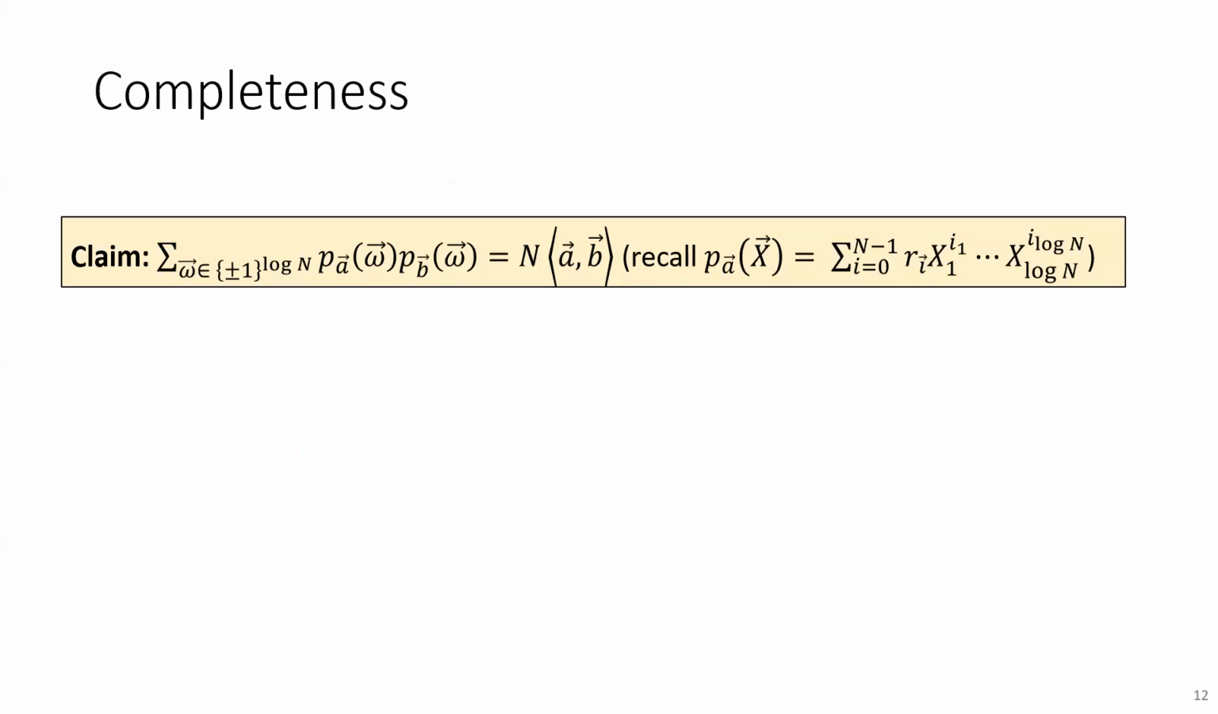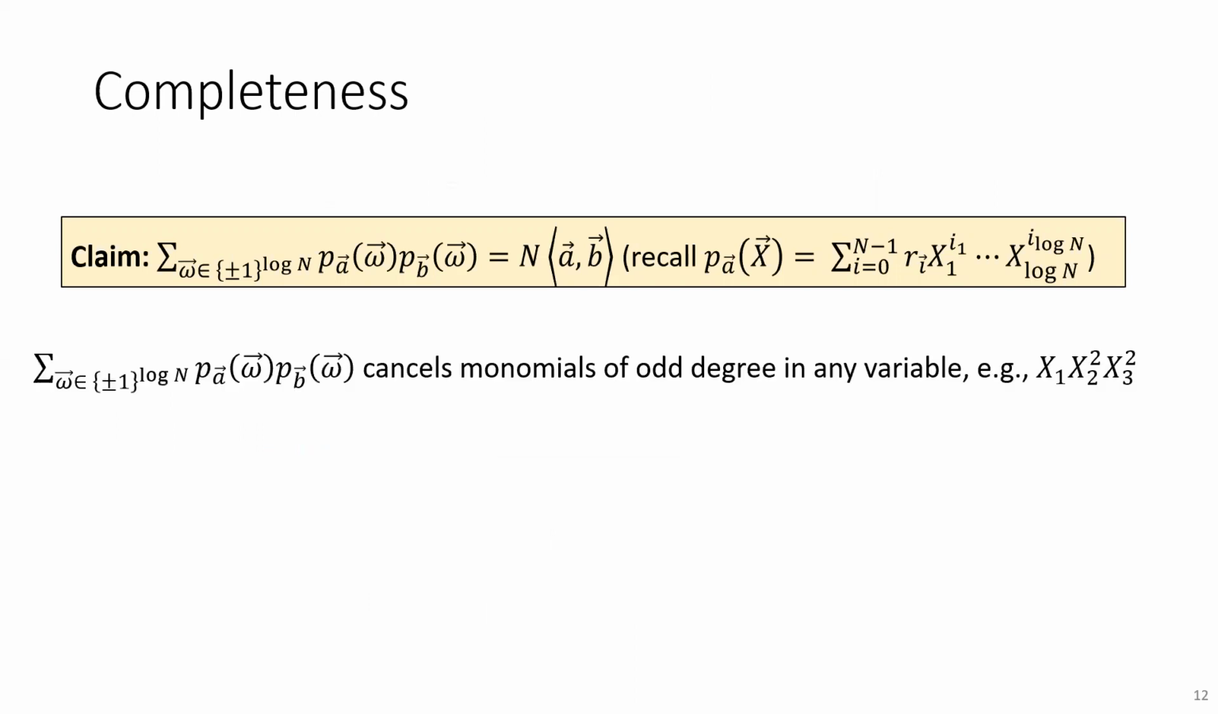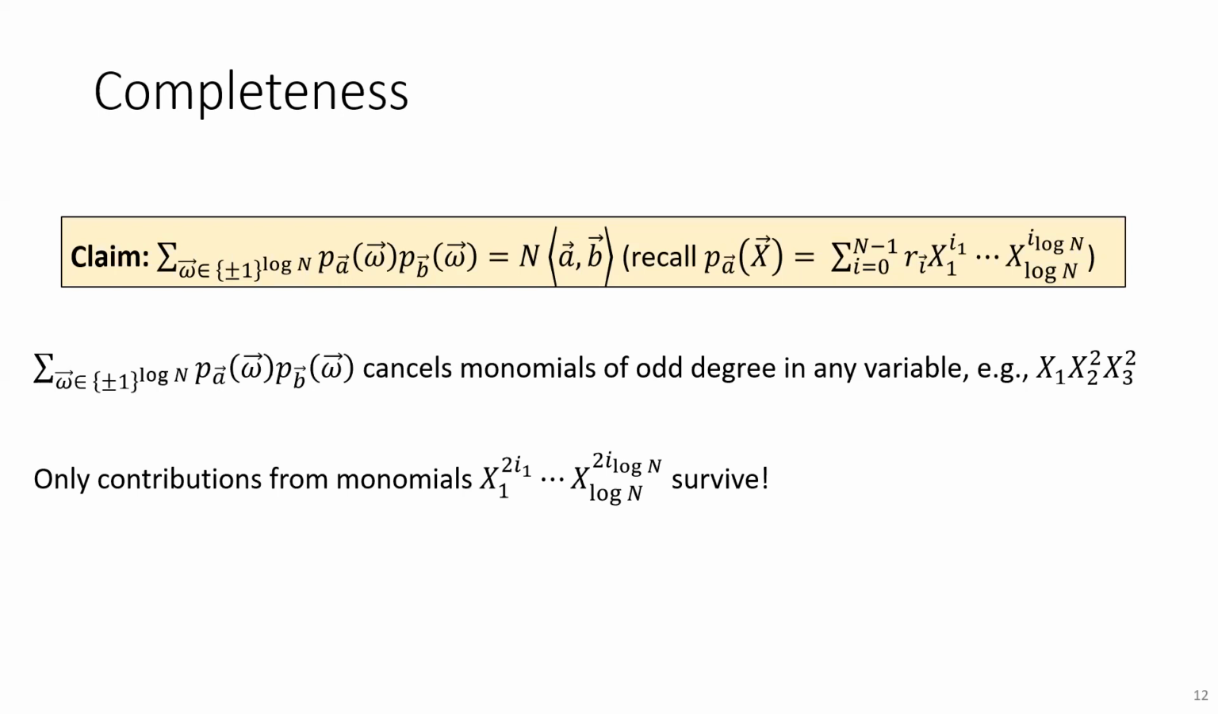Okay, so the fact that this protocol works makes use of this claim about summing polynomial evaluations to this scalar product value. The reason that this works is that inside the sum, summing over plus and minus 1 just cancels out and destroys any monomials which have odd degree in any variable, like this one, x1, x2 squared, x3 squared. And so the only terms that survive the sum are monomials where all the powers in the monomial are even, so either 0 or 2 in this case.